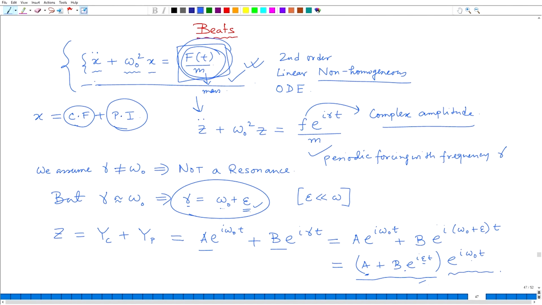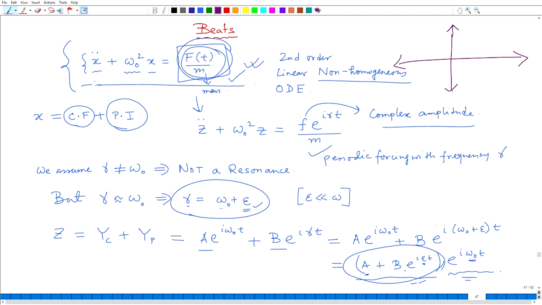So, since epsilon is very, very small with respect to omega 0, this part will have a frequency which is much smaller than this part. In this way, we can think of a case where we have a product of two periodic functions, and one has a greater frequency than the other. Then in general what you can see in nature, whenever you have an instance like that, is that the function with the greater frequency is enveloped by the function with the lower frequency.